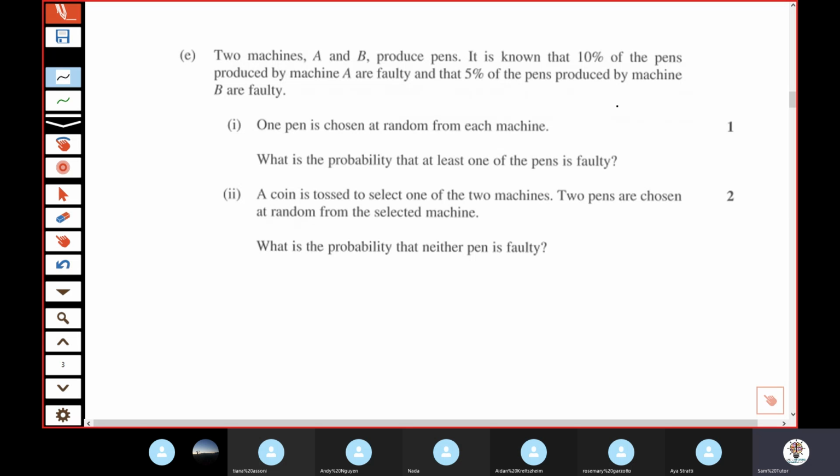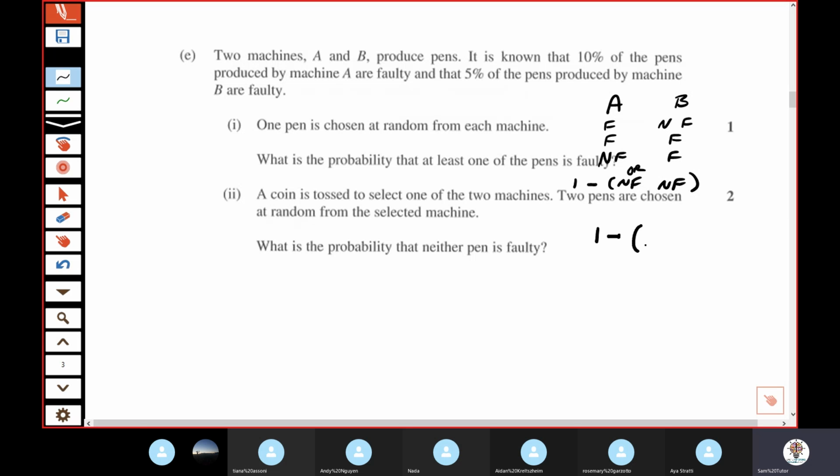Well, so machine A, and then there's B. For machine A, it could be like this, faulty and not faulty. It could be faulty and faulty. It could be not faulty and faulty. That's at least one of the pens faulty. Or you could have done it as 1 minus both of them not faulty. True? That's what we did before with the at least.